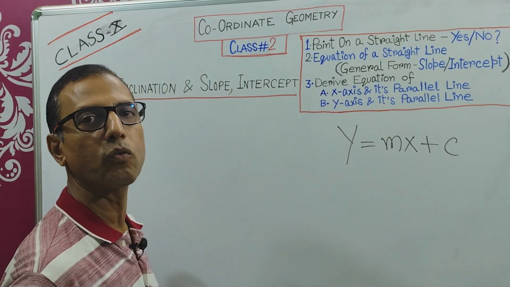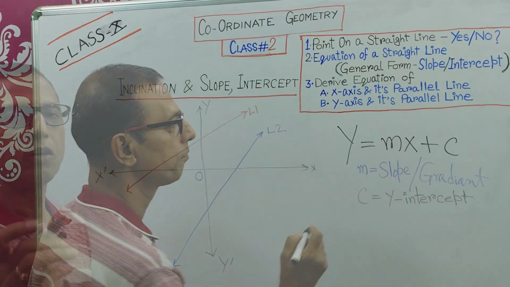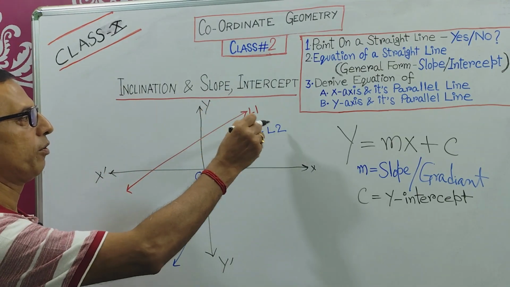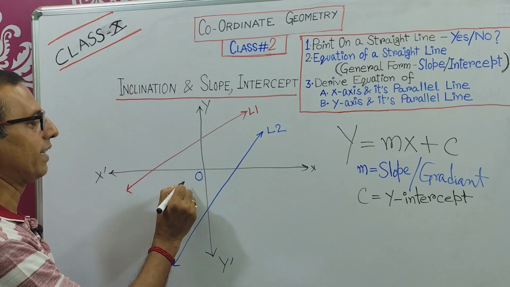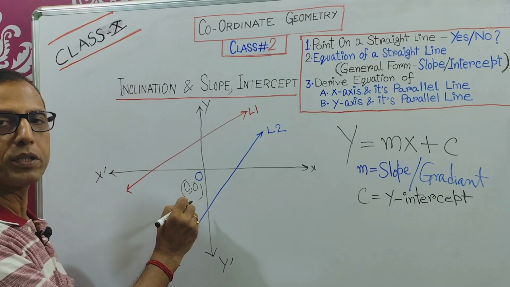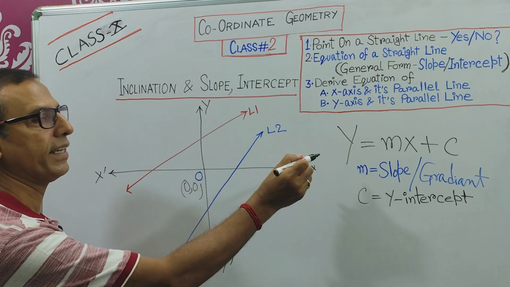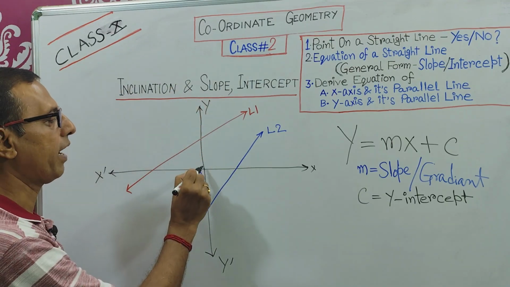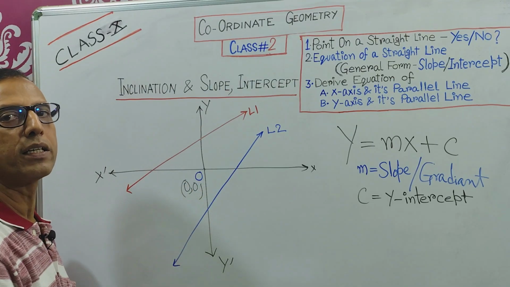Now let's understand what is slope, and before understanding slope you need to understand the inclination. Now look into these lines L1 and L2. This is the x-axis, this is the y-axis. The intersecting point O is the origin, and what is the coordinate for the origin? That is (0, 0), because from here, right side x is positive, left side x is negative. From here, y upward is positive, and ordinate y downward is negative. So at this point both x and y are 0.